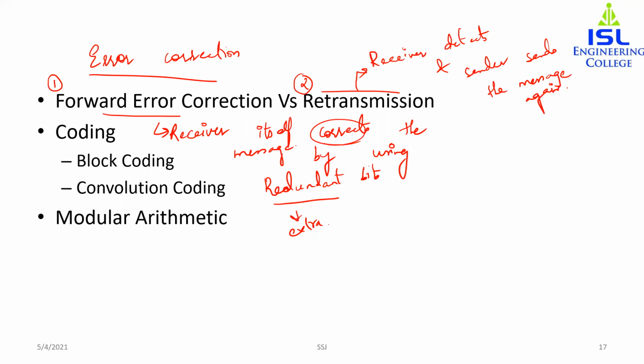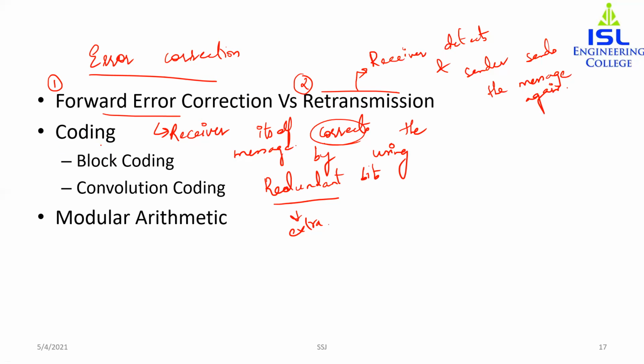Correction by retransmission is one in which resending is done, and resending is repeated until a message arrives. So we resend the message until the receiver believes that it has received the correct message. So these are the two error correction methods. Now the next is coding. Redundancy, or adding extra bits, is achieved through various coding schemes.